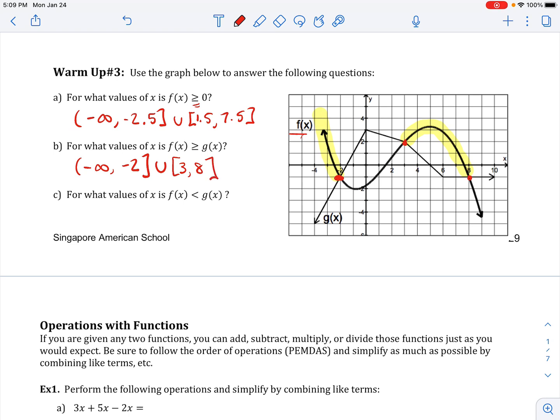And where is it less than? Well, less than is going to be everywhere else, so not there, not there. It's going to be less than if we're in here. Oh, sorry. It's less than if we're in here. Where is f(x), the one on the bottom? The one south of the other one.